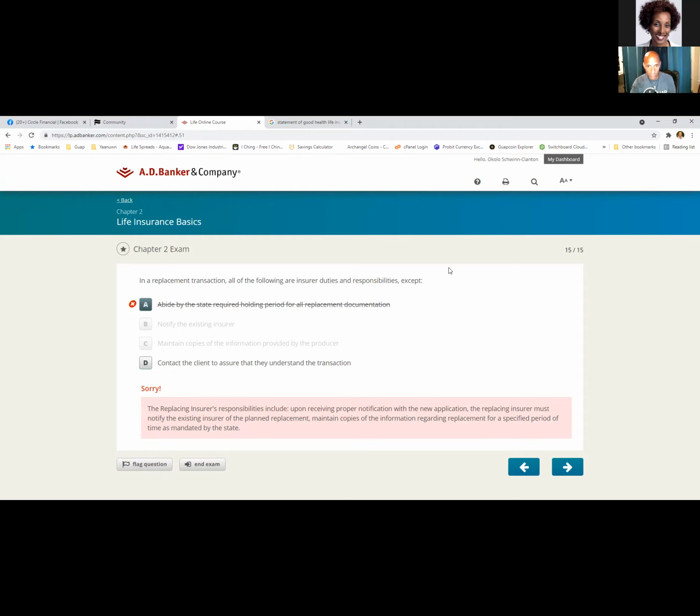So now let's read it again. In a replacement transaction, all of the following are insurer duties. Anytime you see insurer, you can translate it as insurance company to keep yourself from getting confused by insurer and insured. So all of the following are the insurance company's duties and responsibilities, except to contact the client to ensure that they understand the transaction. The insurance company is not going to call the client. It's our responsibility as producers to do so.